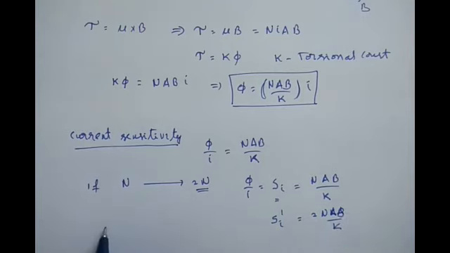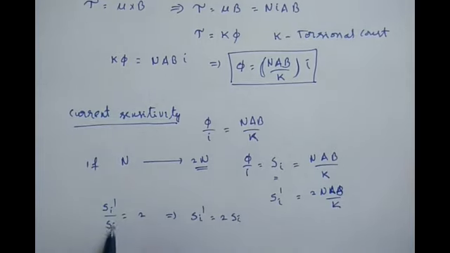Then S_I prime by S_I equals, if you take this by that, you get 2. So it means S_I prime equals 2 times S_I. So S_I prime by S_I equals 2, and S_I prime equals 2S_I. It means when you increase the number of turns from N to 2N, your sensitivity also goes from S_I to 2S_I. So your sensitivity is also doubled.